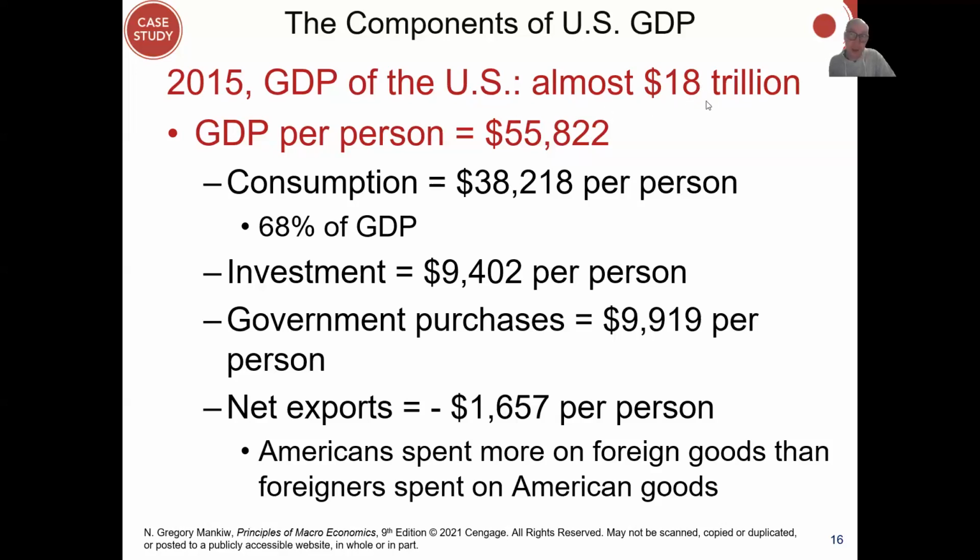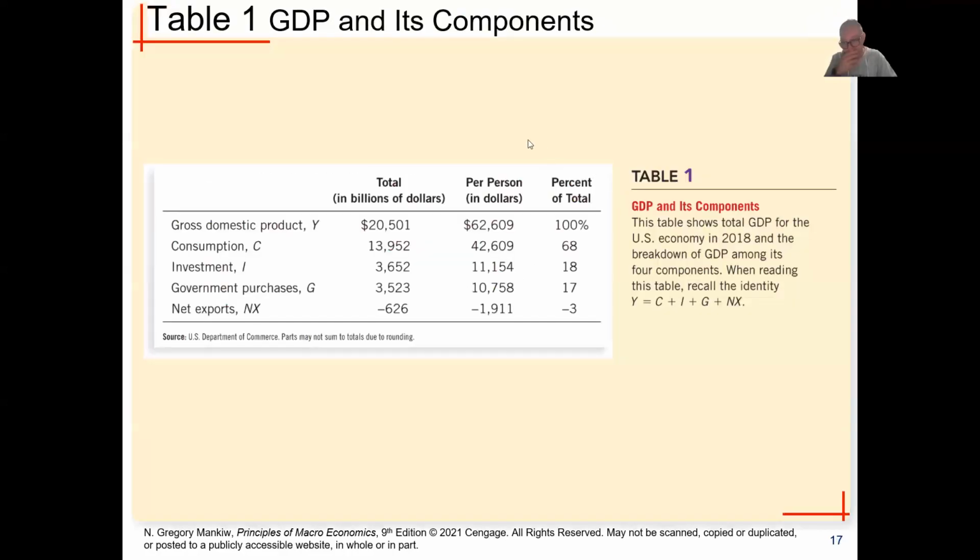If you break that down per person, it's $55,822. Now you might ask me, Dr. B, is this good? Yeah, it's decent. It's not great, but it's not terrible either. Pretty good. Oh, I think it is.